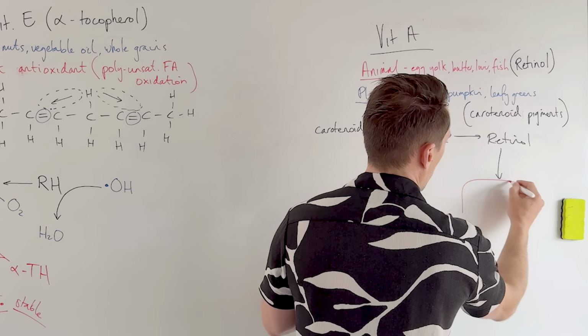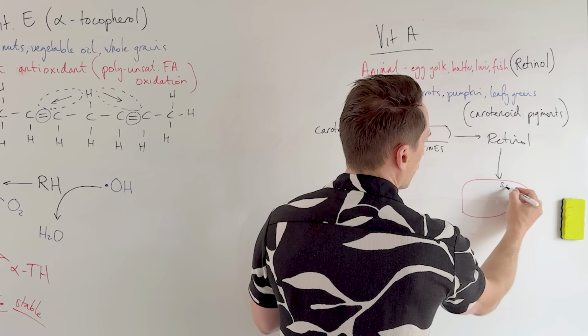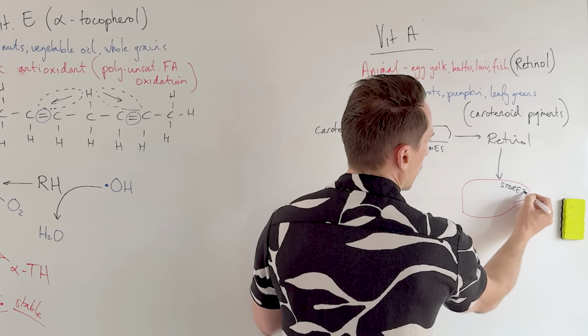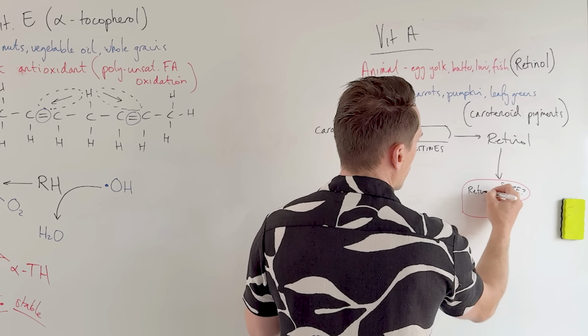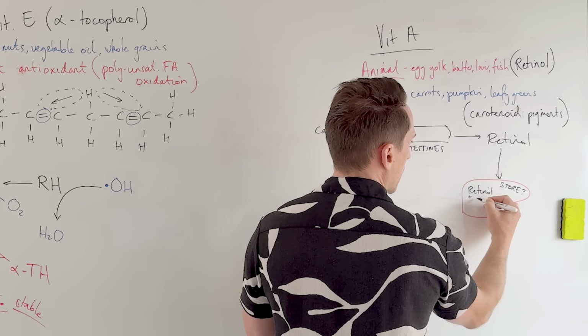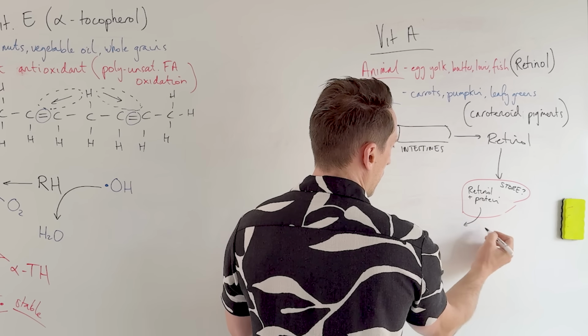And that retinol will go to the liver. So let's draw the liver up. That retinol will go to the liver, and it can either be stored here, because it's fat soluble, or it's going to be bound to a carrier protein, which the liver mostly produces, a protein for carrying. And then we'll throw it into the bloodstream.